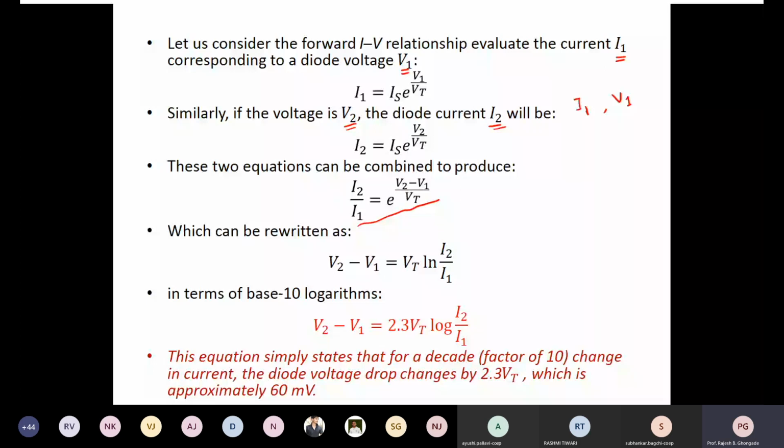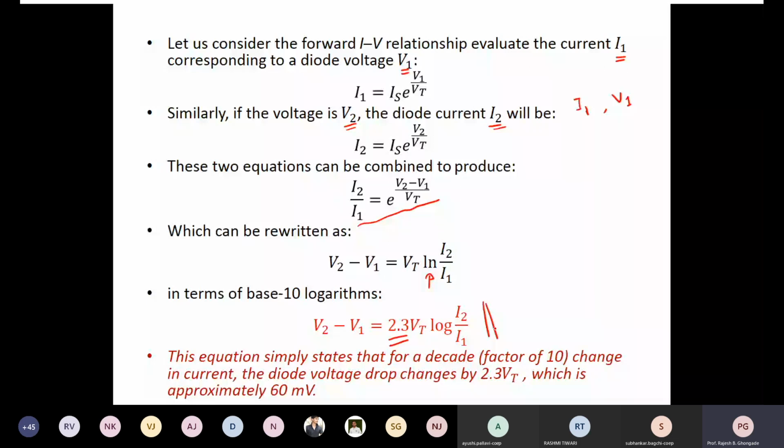All right. Now we can write this simply as V2 minus V1, again taking the natural log of both the sides. I can have V2 minus V1 is equal to Vt into natural log I2 by I1. Now, if I change the base from natural logarithm to base 10, I get this quantity: V2 minus V1 is 2.3 into Vt log I2 by I1. This is a very, very important equation.